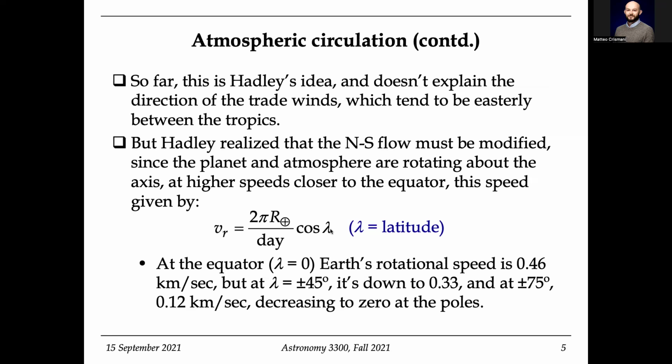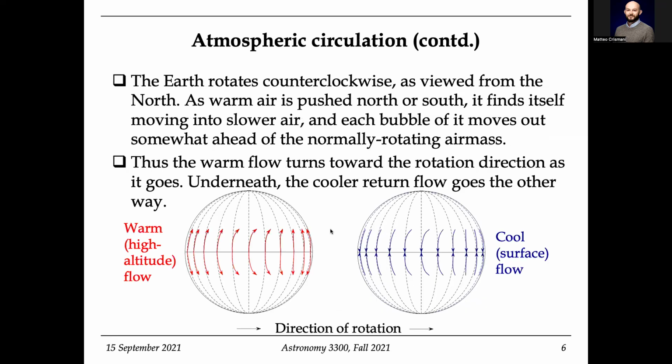At 45 degrees, it's down to a third of a kilometer per second. At 75 degrees, it's about a tenth of a kilometer per second, and so on. Okay. So now we can draw on a globe. It's okay, it's not great. This is trying to put all these pieces together.